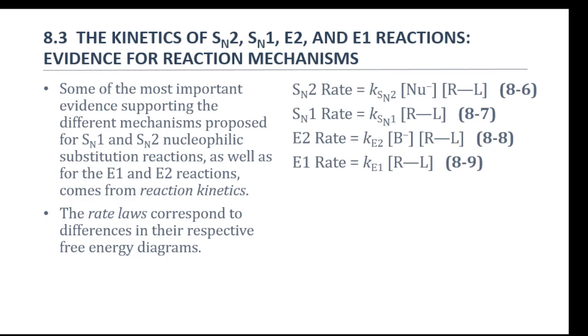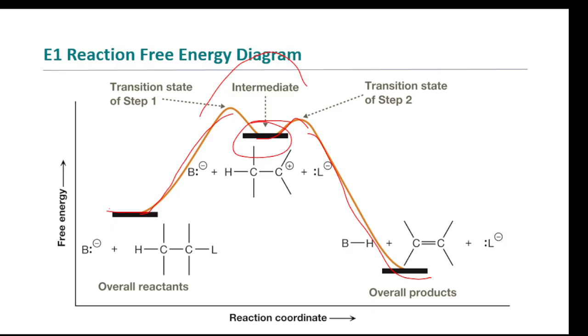So, some of the most important evidence supporting the different mechanisms that are proposed for the SN1 and SN2 nucleophilic substitution reactions, as well as for the E1 and E2 reactions, is going to come from your kinetics. How fast things happen when we change conditions. Okay? So your rate laws are going to correspond to the differences in their respective free energy diagrams. And this is how we actually figure these things out.